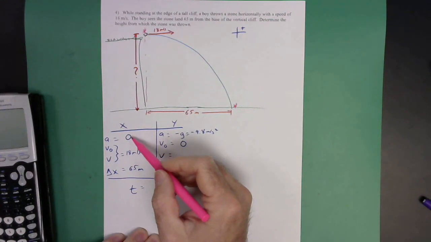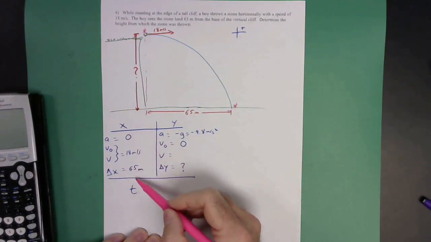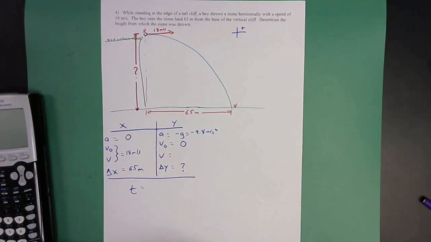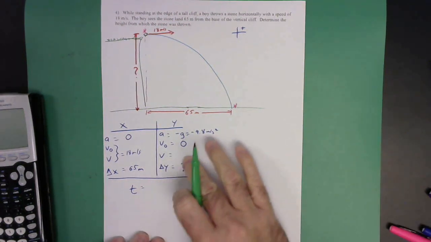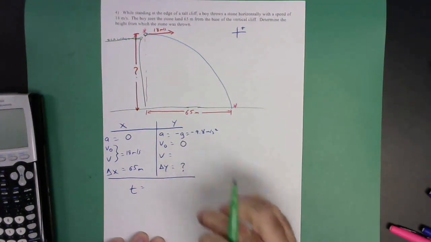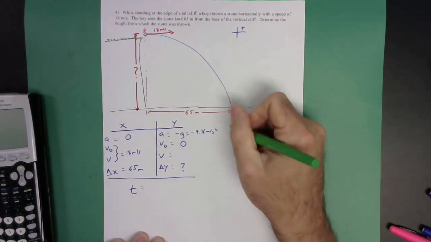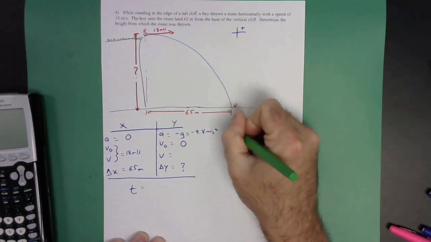But maybe I have enough information in the horizontal axis to solve for that. You say, yeah, look, I've got 1, 2, 3 to solve for. I'm going to use the horizontal axis to solve for my time, and then I can use the time to solve in the vertical axis for that missing displacement. That is the plan.